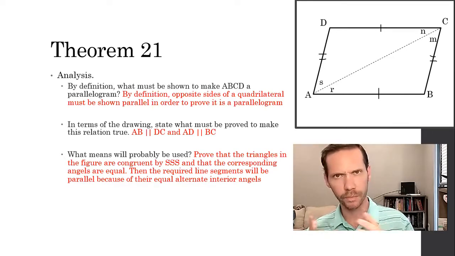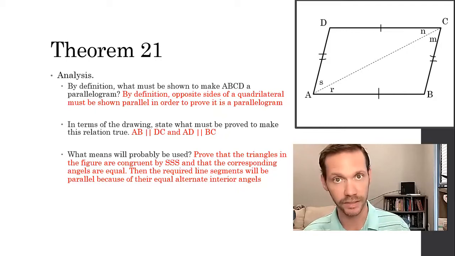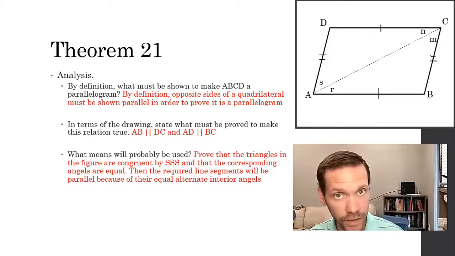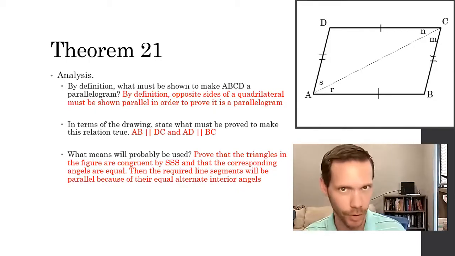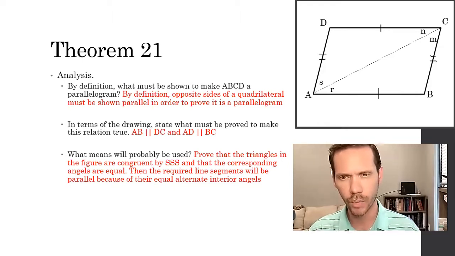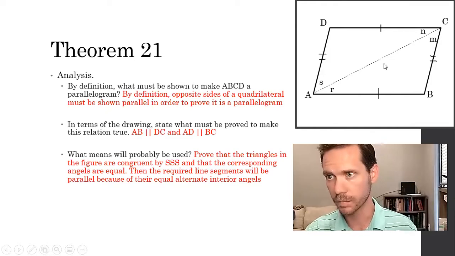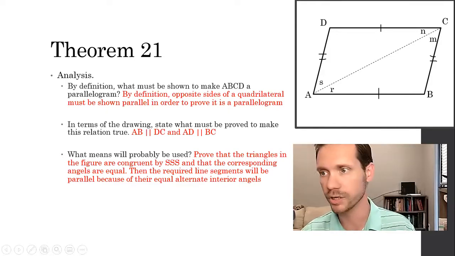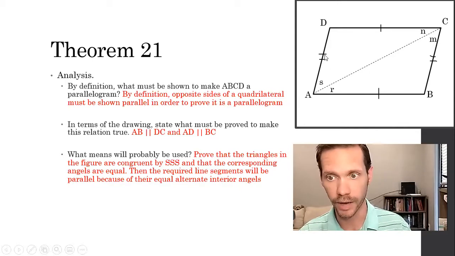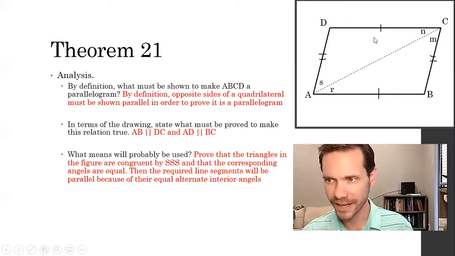So how do we get from equal sides to parallel sides? That should get you thinking about the angles of these sides, which gets you thinking about triangles, right? So we want to show then, in terms of the drawing, that our opposite sides, top and bottom, are parallel, not just equal. Our left and right sides are parallel, not just equal. So let's do that again, thinking about triangles.